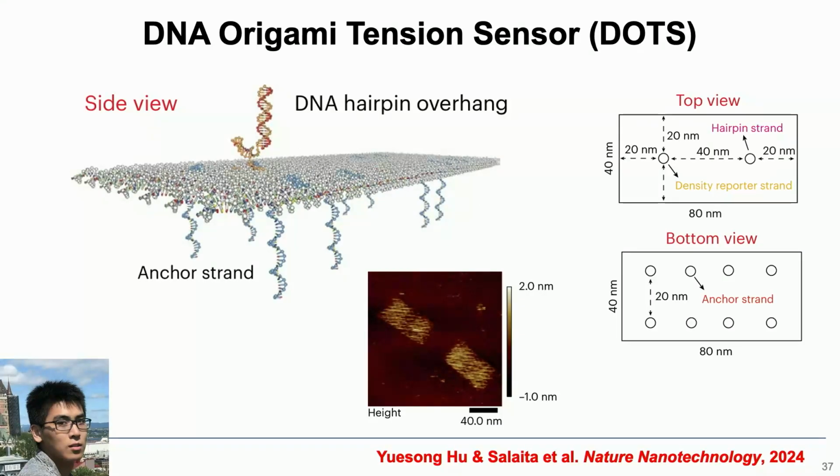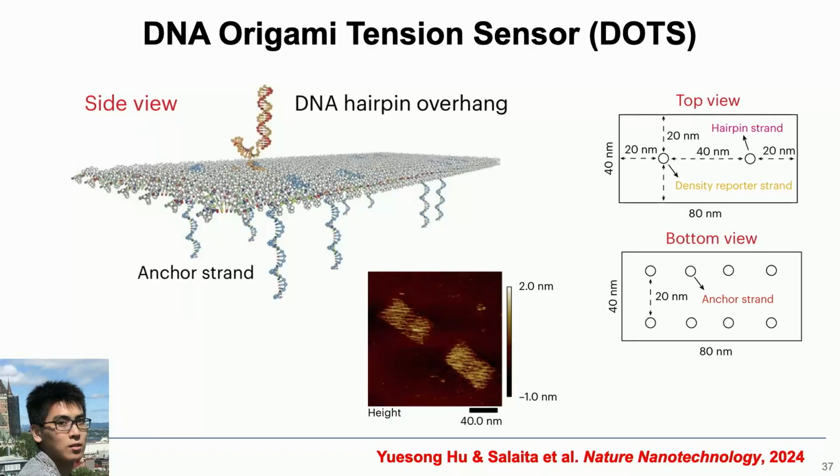One approach, which was really driven by a talented grad student, Yusong, is that he created a DNA origami platform. He called it the DNA origami tension sensor, the DOTS. In the DOTS, the bottom of the origami structure has a series of anchor strands so that it can anchor to a membrane or anchor to a cell. And then the other face is the DNA tension sensor, the hairpin probe that I just showed you. This is the design, and this is AFM imaging of these structures. They're approximately 80 by 40 nanometers in size.